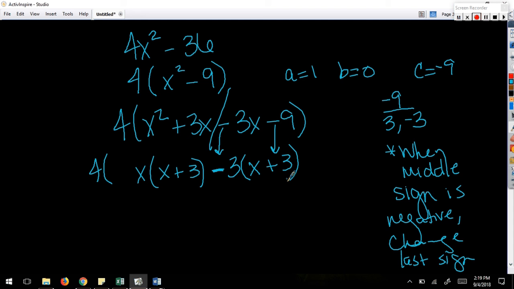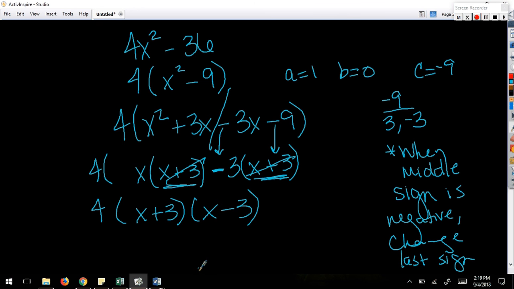Is that the final answer? No, that's not the final answer. Why is that not the final answer? I got to take that x plus 3 out. And what's left when you take that out? Yep. For that one, you didn't have to put the negative there, but there's going to be some that will have a negative in the middle no matter what you do. So you have to know, I've got to change that sign if it's a negative in the middle.